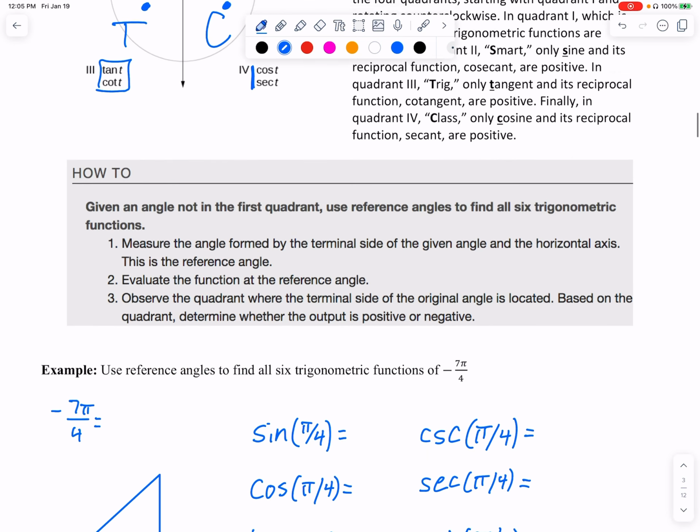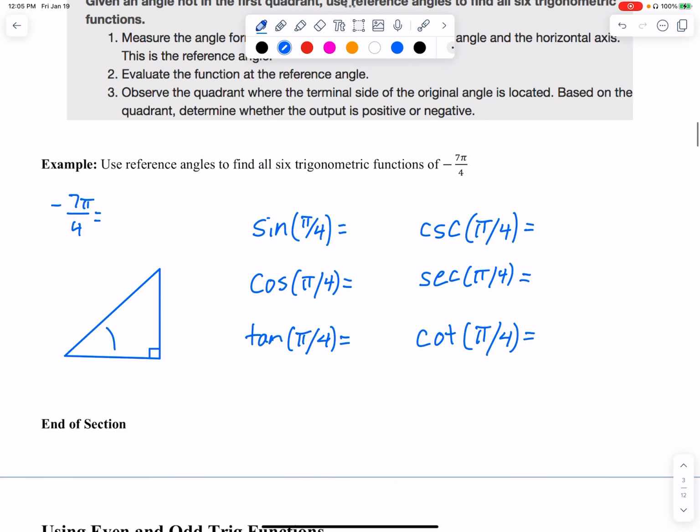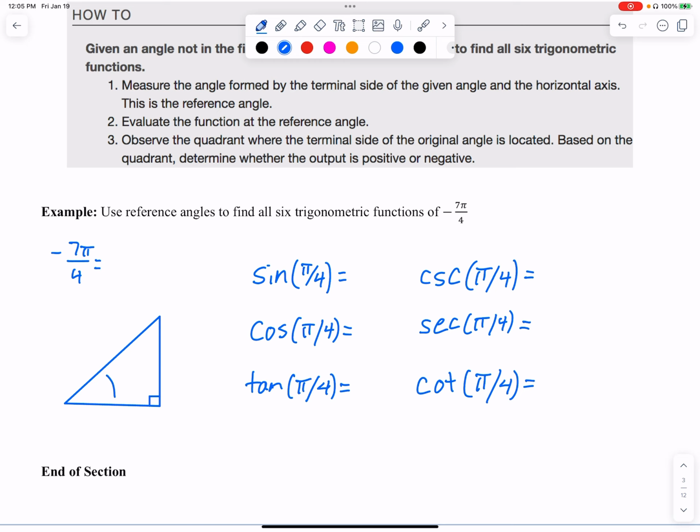All right, we're going to do a problem here, finding a reference angle in radians and using that to find all 6 ratios. Okay, so we have negative 7 pi over 4. That definitely is bigger than one rotation. Remember, if I want to get to a positive, I'm going to add 2 pi, but that's going to be 8 pi over 4, right? Because 8 over 4 is 2. If I do this, I'm going to get pi over 4.